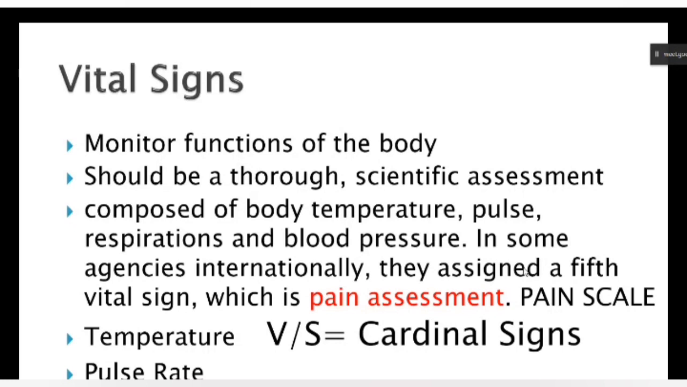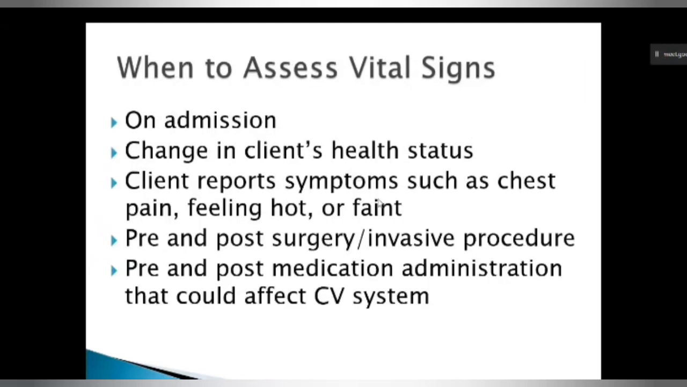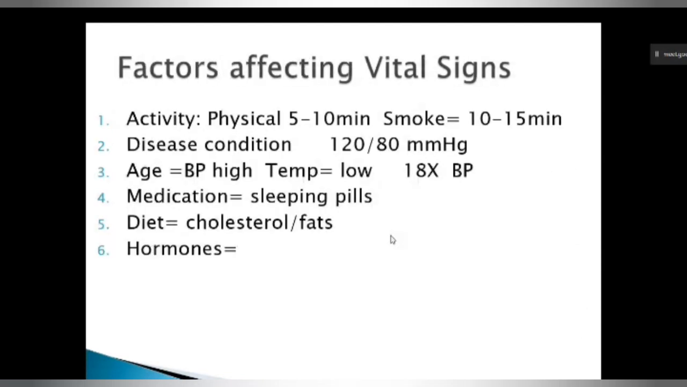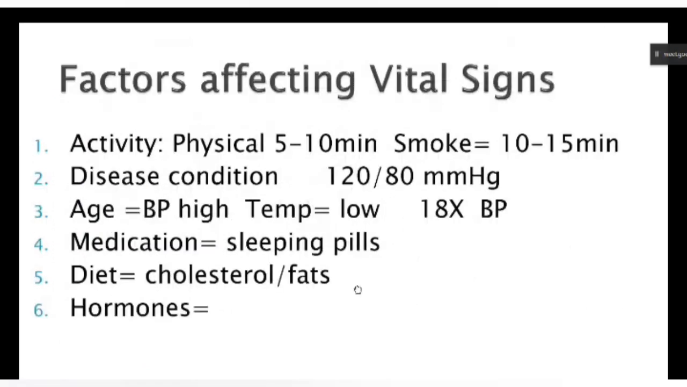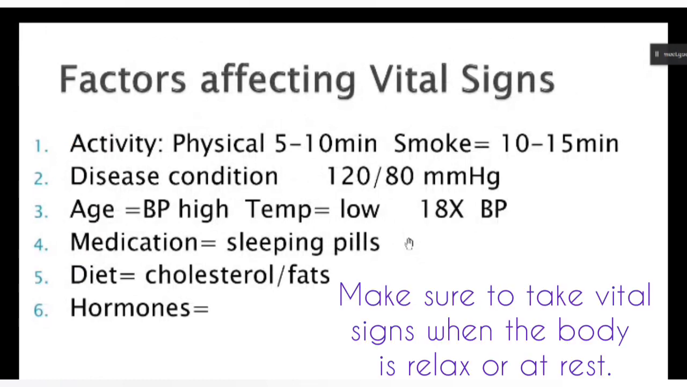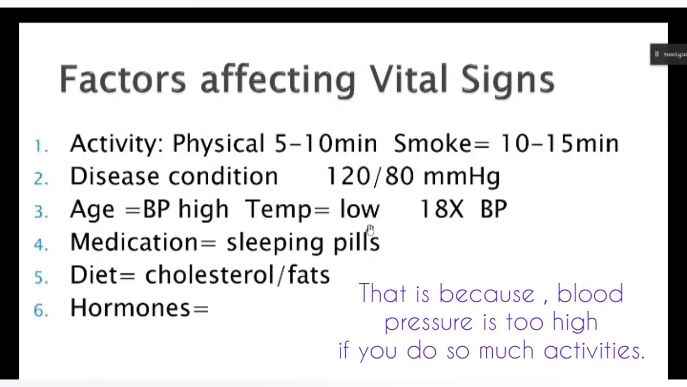respiratory rate. Now the factors affecting vital signs. What are the factors that affect the vital signs? We have here activity, disease condition, age, medication, diet, and hormones. For activity, of course it affects vital signs checking if you are from jogging, exercising, or smoking. Before checking the vital signs of the patient, you have to wait 5 to 10 minutes if they come from exercise. And for smoking, that is 10 to 15 minutes after.